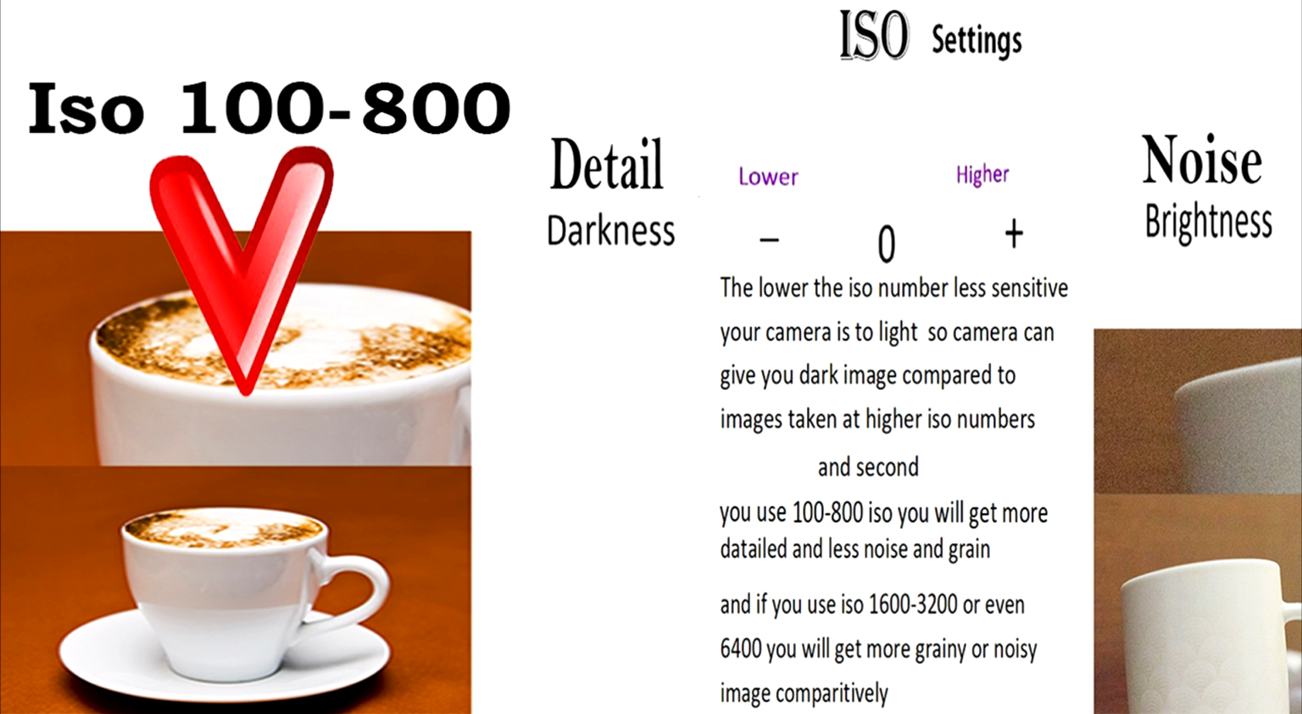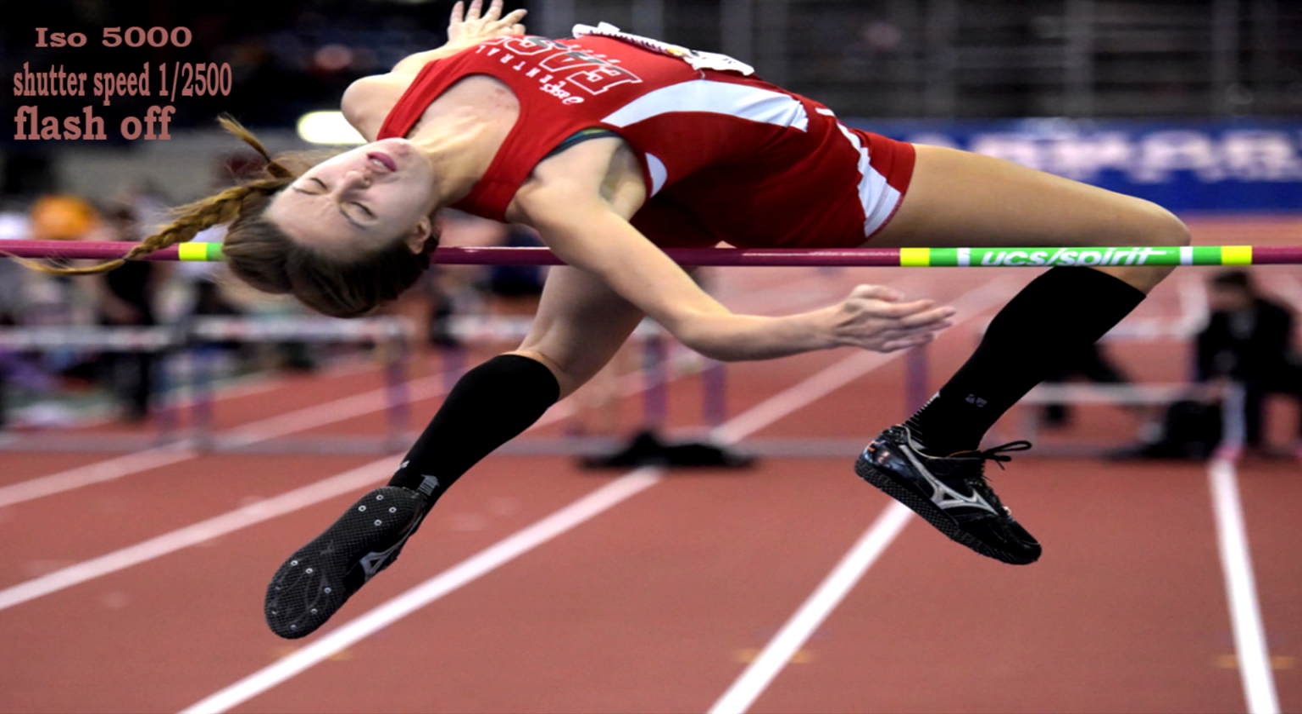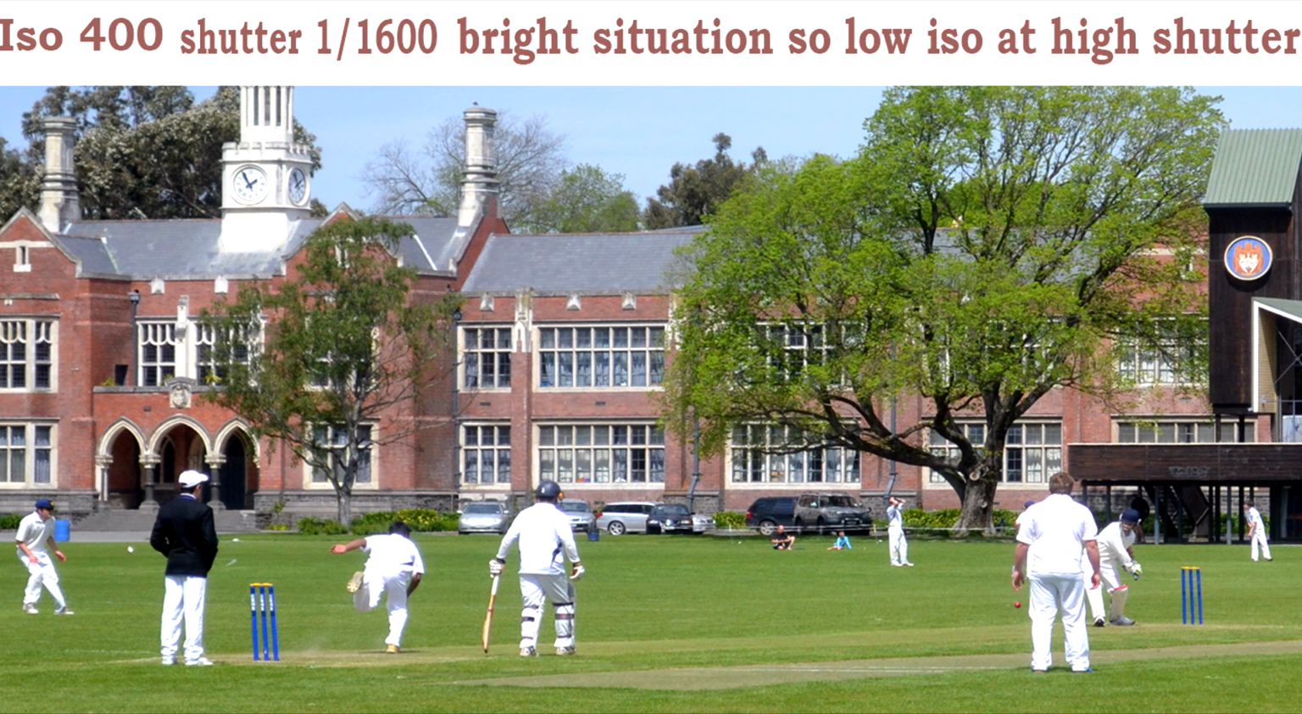And second, if you use 100 to 800 ISO, you will get more detailed, less noise and grain compared to ISO used between 1600 to 3200 or even 6400, where you will get a more grainy or noisy image comparatively. Most of the time, high ISO can be seen at high shutter speed numbers, but everybody wants to get a detailed image, which is in the lower ISO numbers.